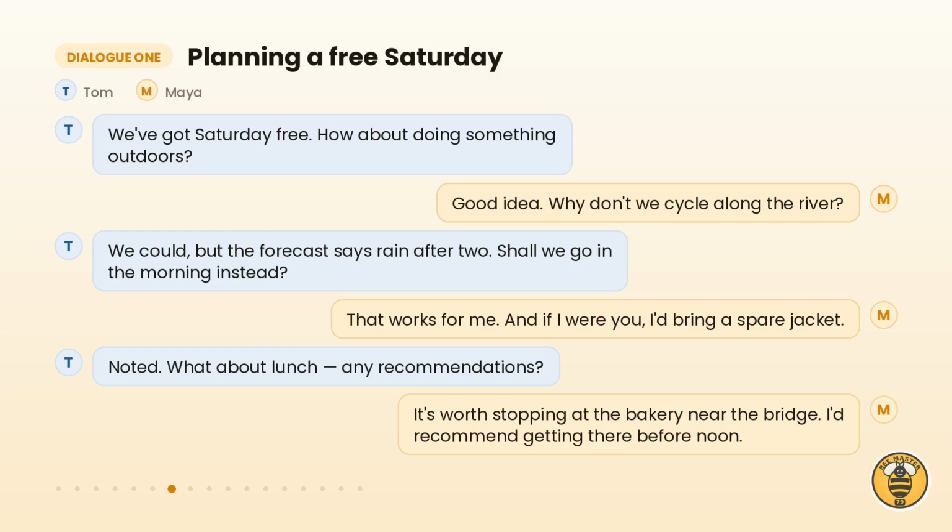Dialogue 1. Planning a free Saturday. Listen for the suggestion phrases. We've got Saturday free. How about doing something outdoors? Good idea. Why don't we cycle along the river? We could, but the forecast says rain after 2. Shall we go in the morning instead? That works for me. And if I were you, I'd bring a spare jacket.